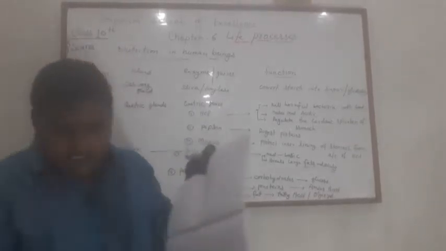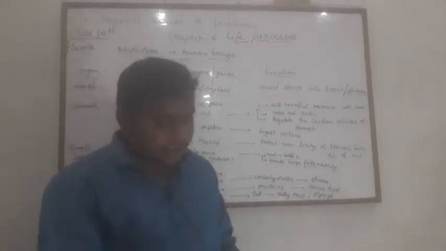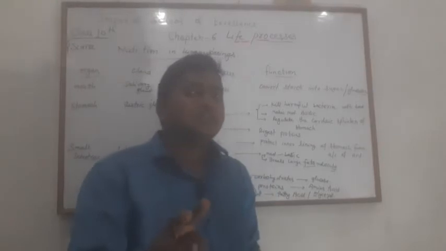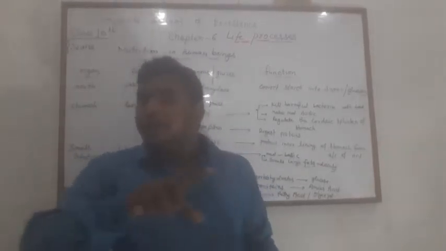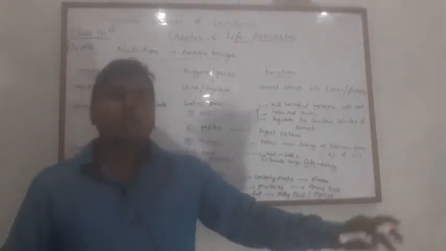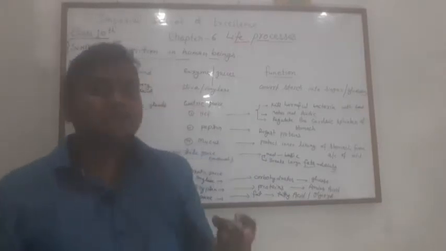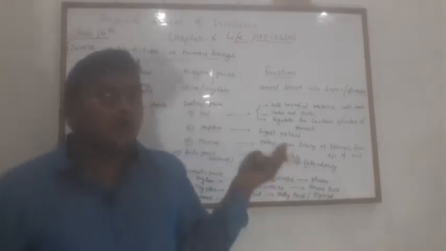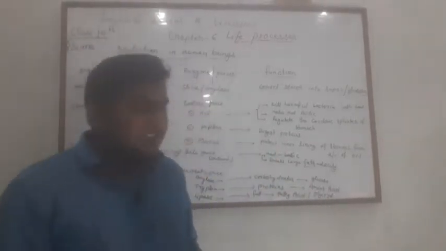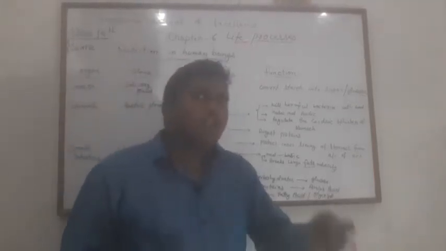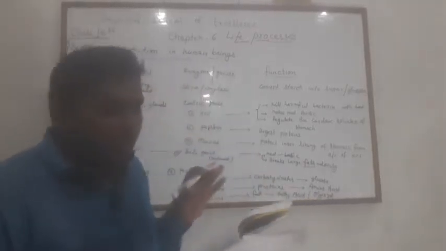Dear students, we have studied in the previous lecture the types of nutrition. In that we have studied there are two modes of nutrition. One is autotrophic, another one is heterotrophic. Heterotrophic nutrition is divided into four types: saprophytic nutrition, symbiotic nutrition, parasitic nutrition and holozoic nutrition. The holozoic nutrition happens in organisms like amoeba and in human beings.